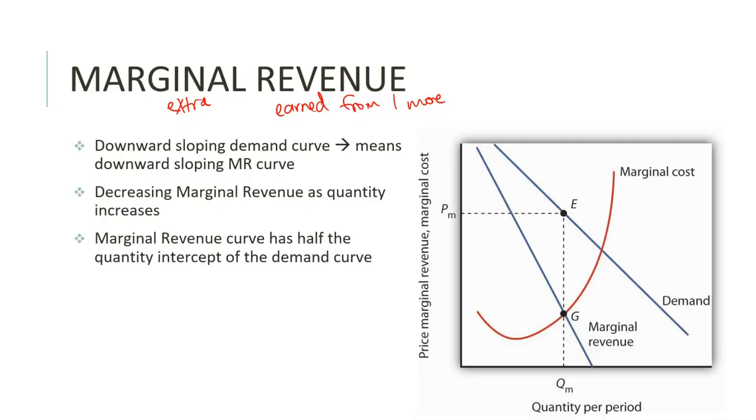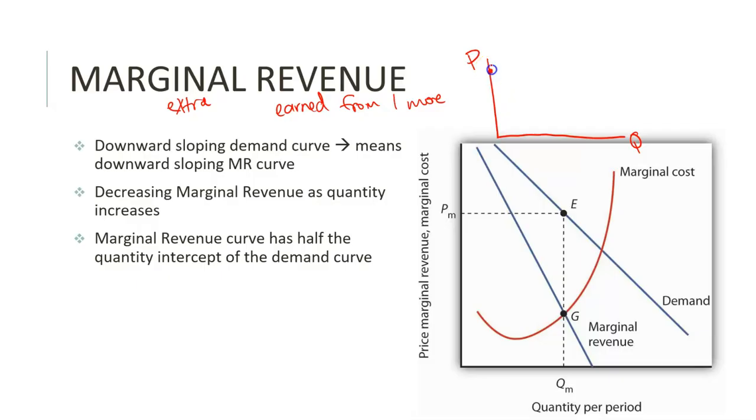Marginal revenue curve has half the quantity intercept of the demand curve. This is going to be true only when we have a straight line, a constant demand curve. We're not going to get into too many reasons about why this is right now. If you're very curious, let me know. I can send you some extra stuff. If you take some of the intermediate classes, you will get into this more. But you'll also be using more curved lines in calculus.